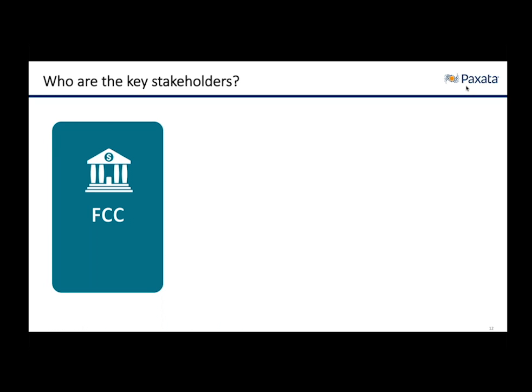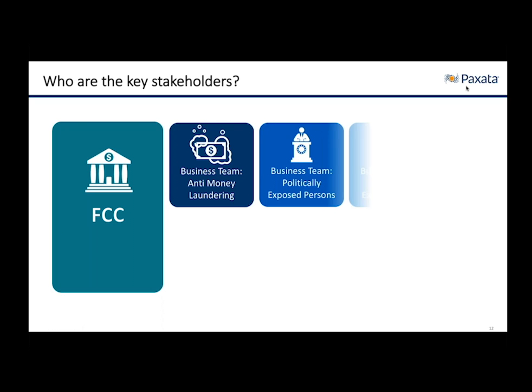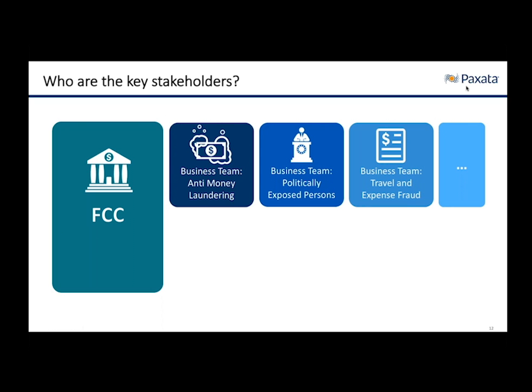Who are the key stakeholders here? Well, in their case, they have what they call their FCC team, which is the Financial Crimes and Compliance Organization. And that comprises a few business teams. One for AML, one for politically exposed persons, which is that the bank should not be doing business with people who are on the naughty list, and one for travel and expense fraud.